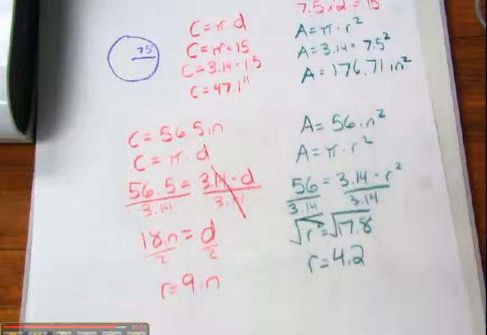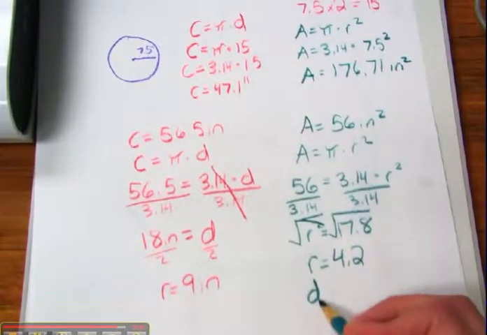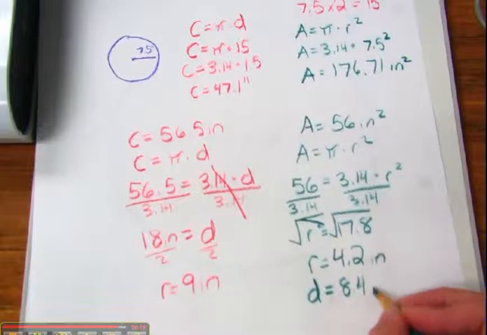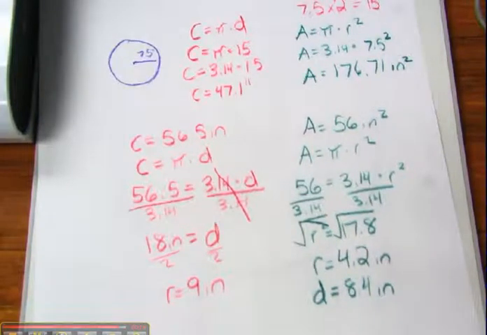And again, if I wanted my diameter, I could just multiply that by 2. And I would get 8.4 for my diameter. And of course, I'm going to always label my unit, and that would be in inches. This has been your tutorial on finding area and circumference of circles.